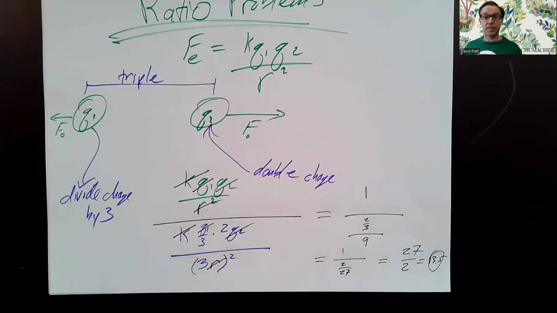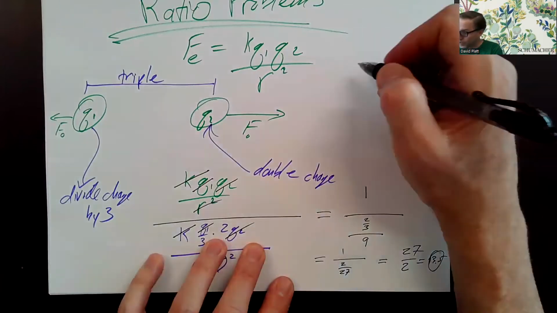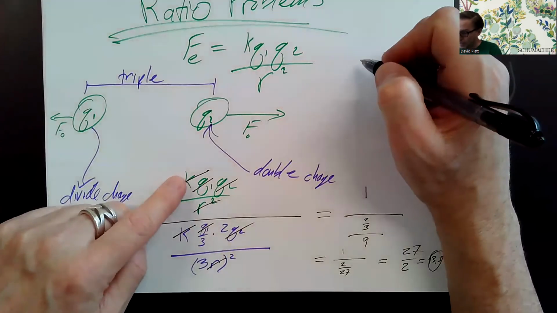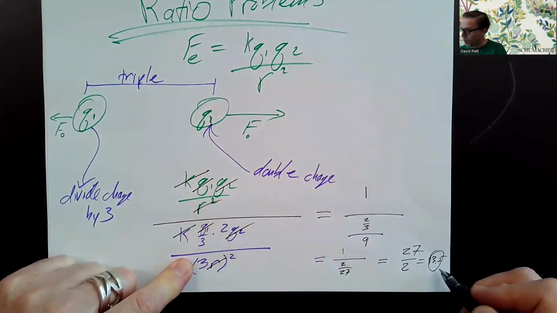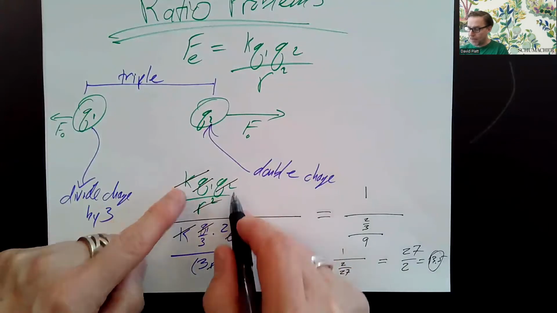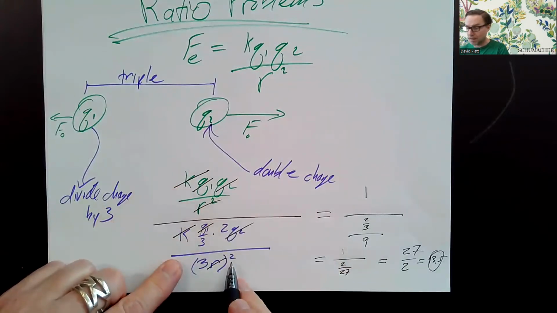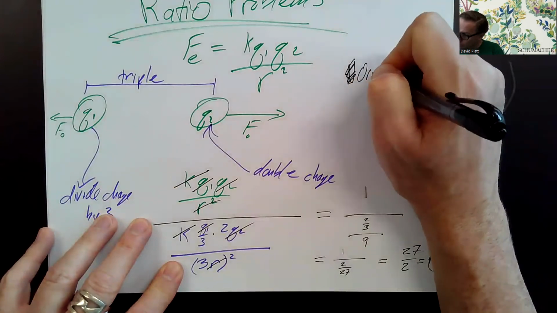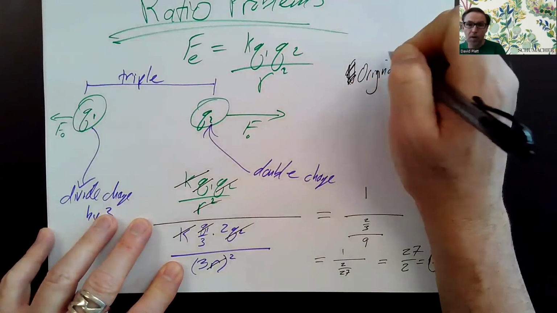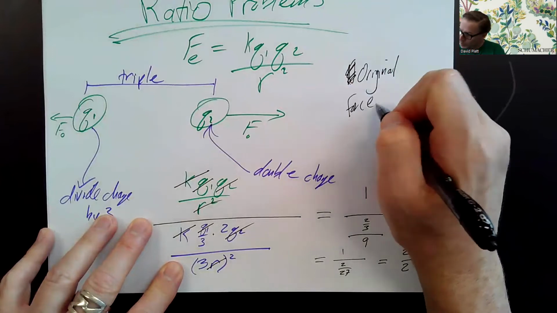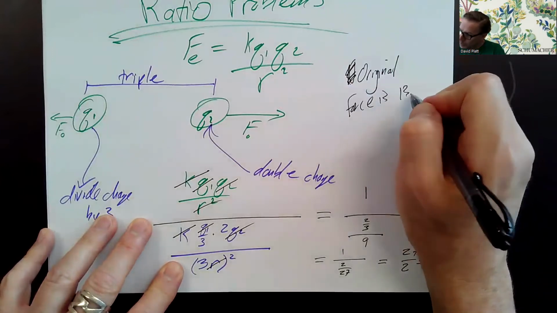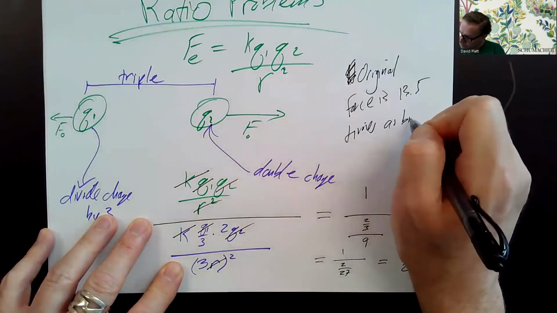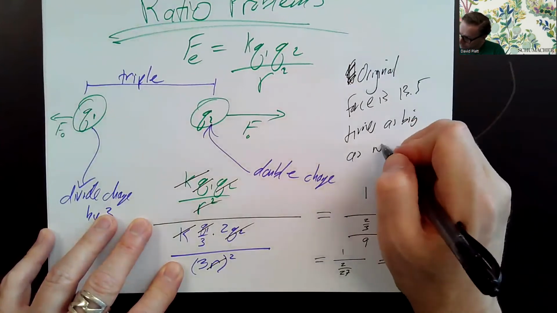In other words, the new force, I'm sorry, the original force is big. The new force is small. This is 13.5 times as big as this. The original force is 13.5 times as big as the new force.